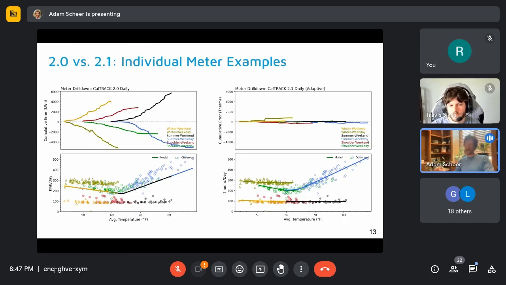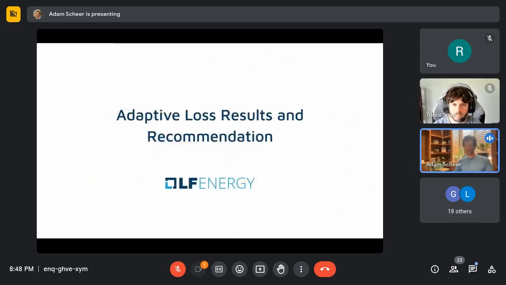So a lot is going on in this one individual meter: splitting by season, smoothing. You can see that the shoulder summer weekday model in the Caltrack 2.1 is smooth. We have an adaptive loss function that is downweighting a couple outliers. We have an independent weekend model that is split out from the rest. And so I'll stop there, and I think we'll hand the baton to Travis to talk about adaptive loss and our recommendation around adaptive loss.